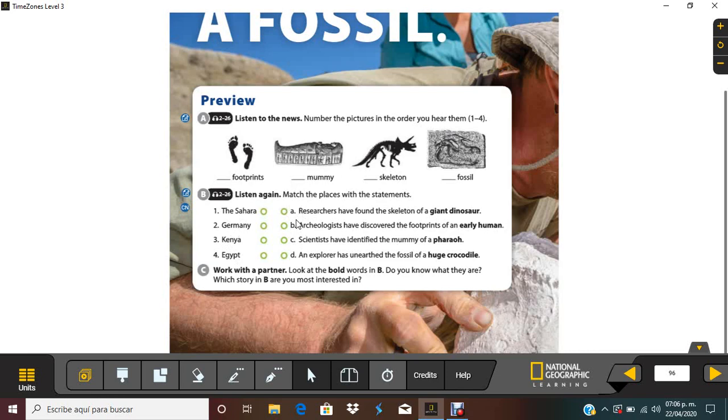Letter A. Repeat after me. Researchers have found the skeleton of a giant dinosaur. Okay. Letter B.